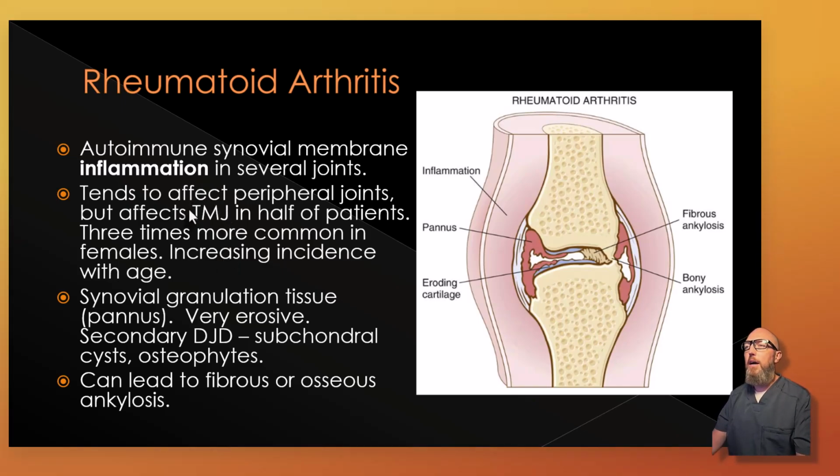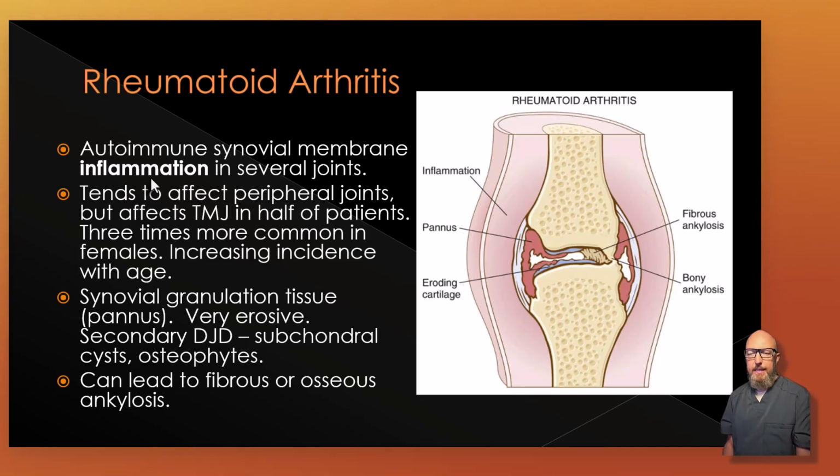This is an autoimmune disease, where an autoimmune disorder causes destruction of the joint. And this has to do with inflammation. So this is more active inflammation. It progresses more rapidly. Its onset is earlier. It tends to affect the peripheral joints before it affects the TMJs, but in about half the patients, it will affect the TMJs. And this is quite a bit more common in females, 3-to-1. And it increases in age.